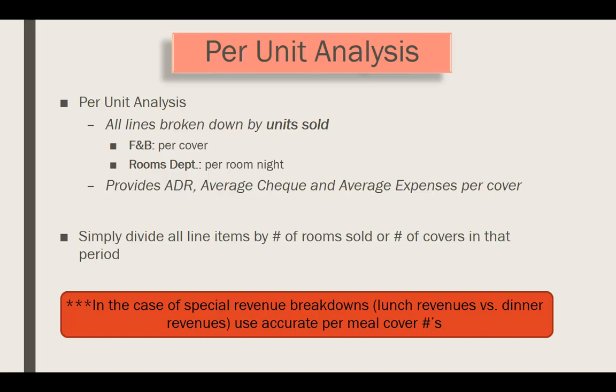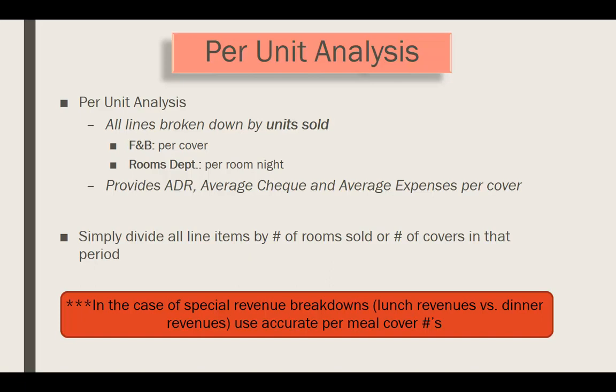A per unit analysis is when we take every line from an income statement and we break it down by units sold. So for food and beverage, we can see on a per cover basis how we're doing for each line, and for the rooms department it's on a per room night basis. Really what it does is it provides your average daily rate for hotels, or average check for restaurants per cover. It also gives us the average expense per cover for each line item.